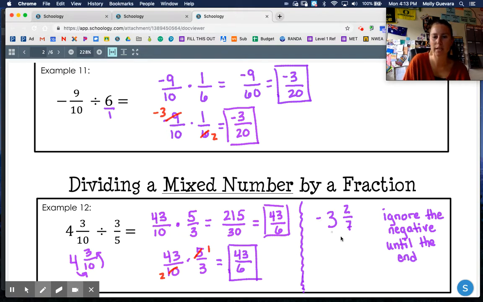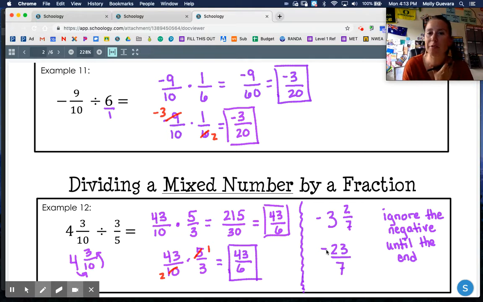So I'm going to ignore this negative, and I'm just going to go ahead and multiply. So 3 times 7 is 21, right? Plus 2 is 23. So I have 23 over 7. And then you can take this negative and put it back in to make it negative 23 over 7. The difference is if you don't do that, you get negative 3 times 7, which is negative 21, plus 2 is negative 19. So just make sure, the easiest way is to just ignore the negative, convert it, and then put the negative back in.